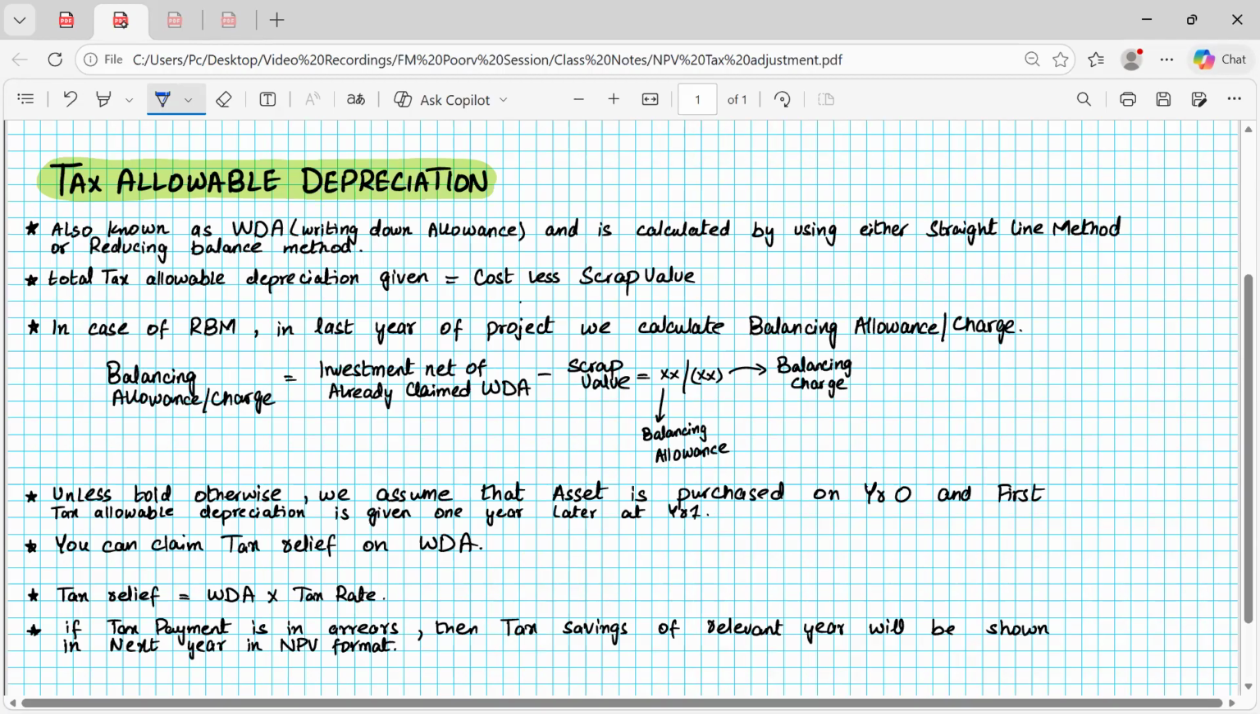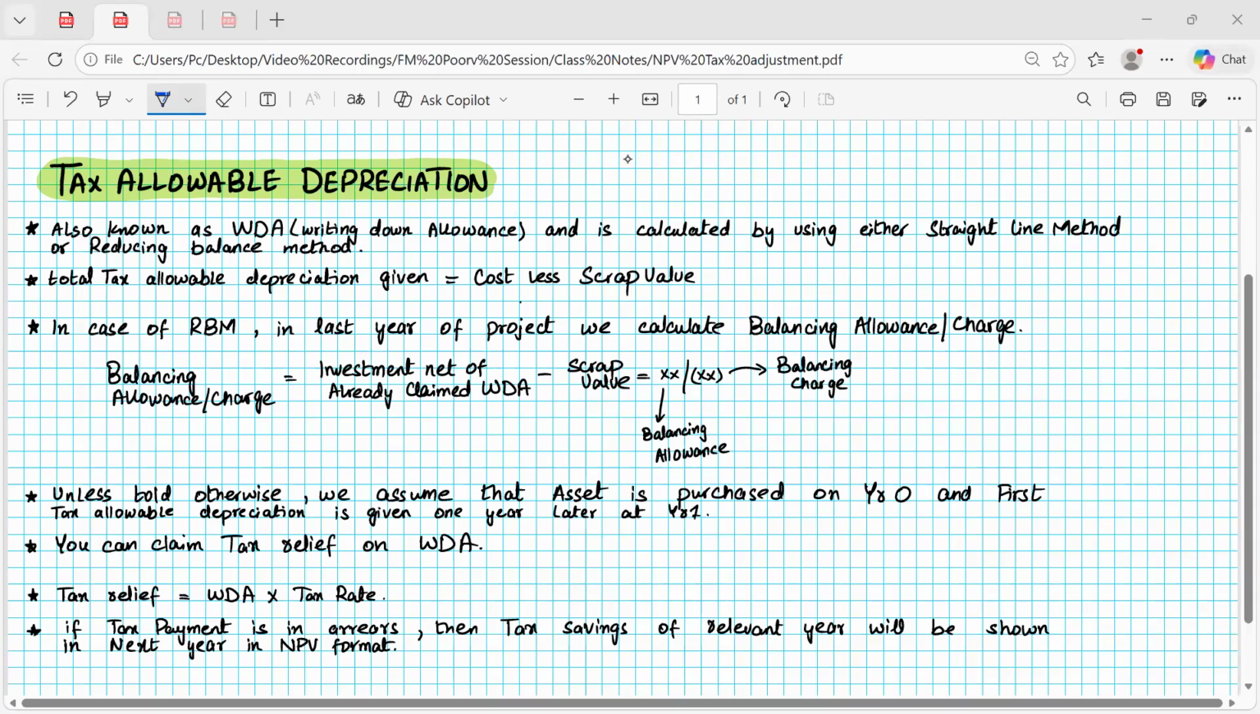Now, obviously in the project you will be using different kinds of assets, and there will be the depreciation or written down allowance of that. And on that allowance you get the tax relief. Now how does that work? Let me give you an example, and you have to focus on this example. If you have understood this point, you will understand the whole point.